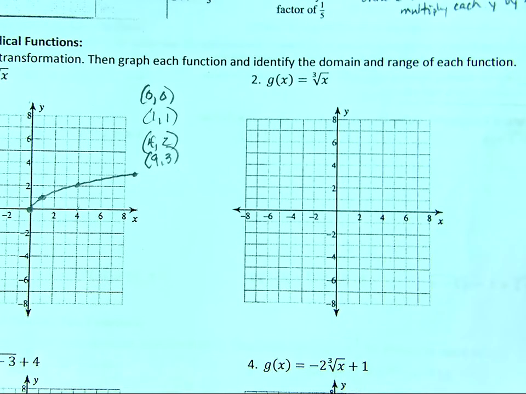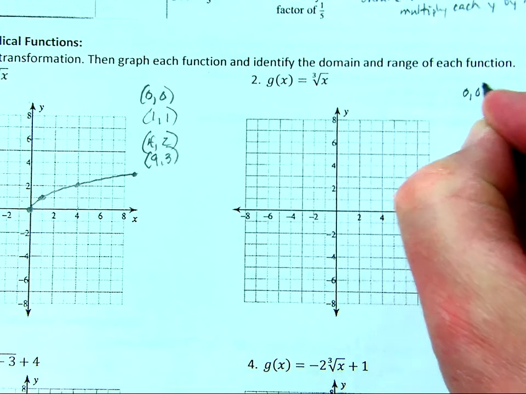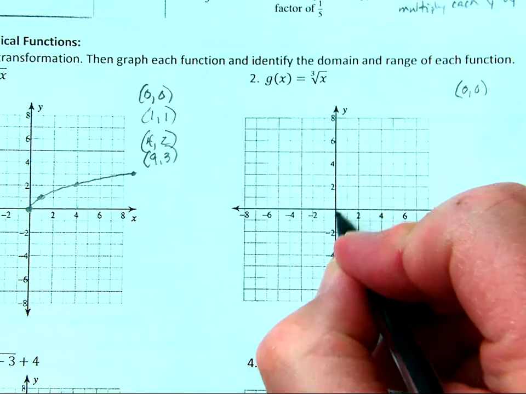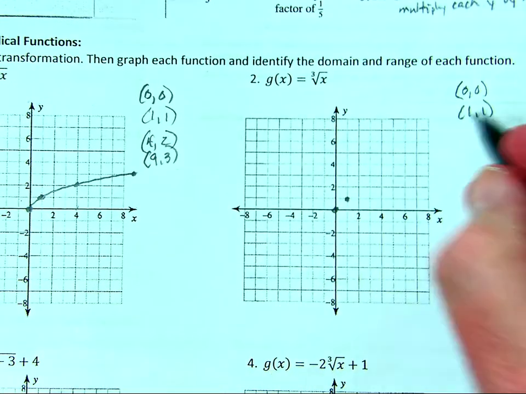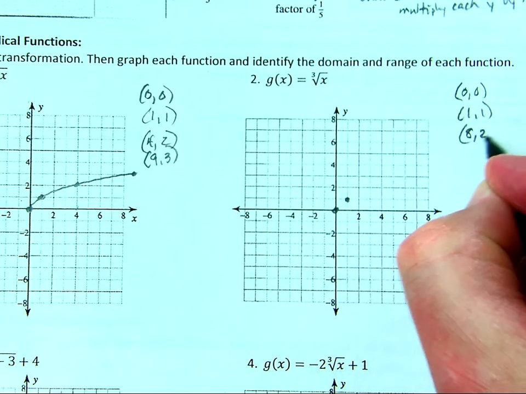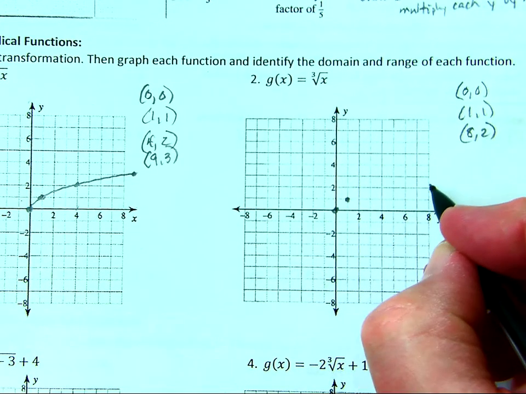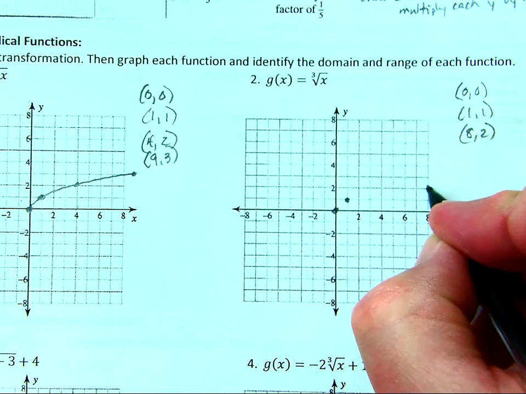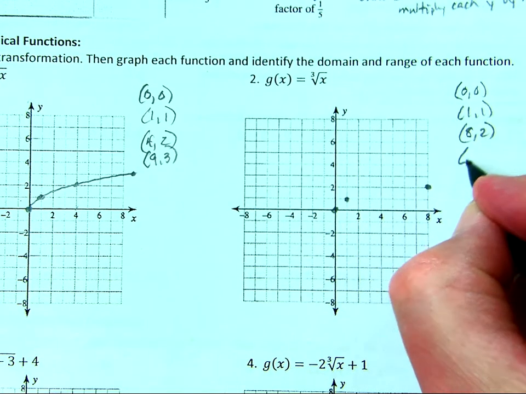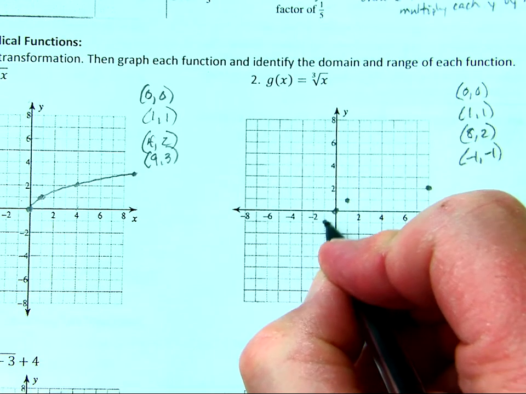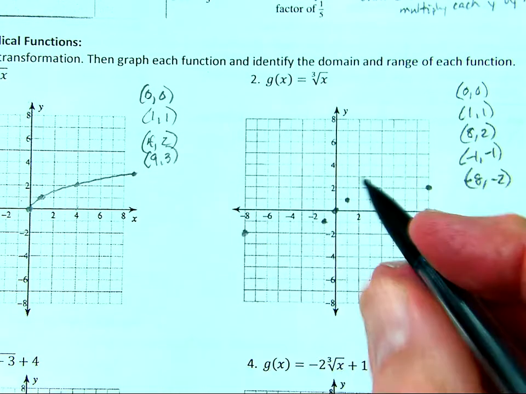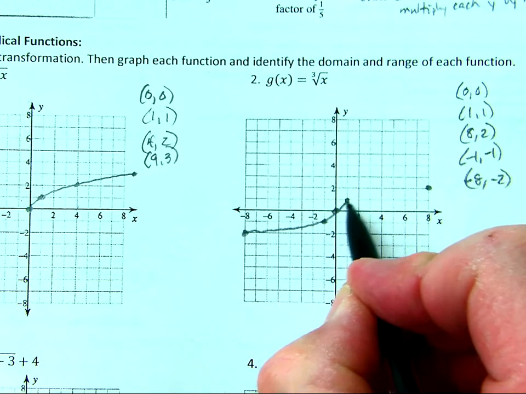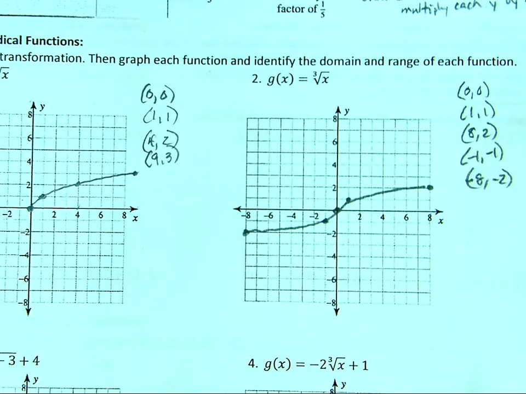The cube root graph, now since it's an odd root, we can substitute in positives and negatives. We put in 0. Cube root of 0 is 0. Cube root of 1 is 1. Cube root of 8 is 2. If we plug in some negative numbers, the cube root of negative 1 is negative 1. And the cube root of negative 8 is negative 2. So that's how the cube root graph gets its shape. Okay, so that's where those come from.